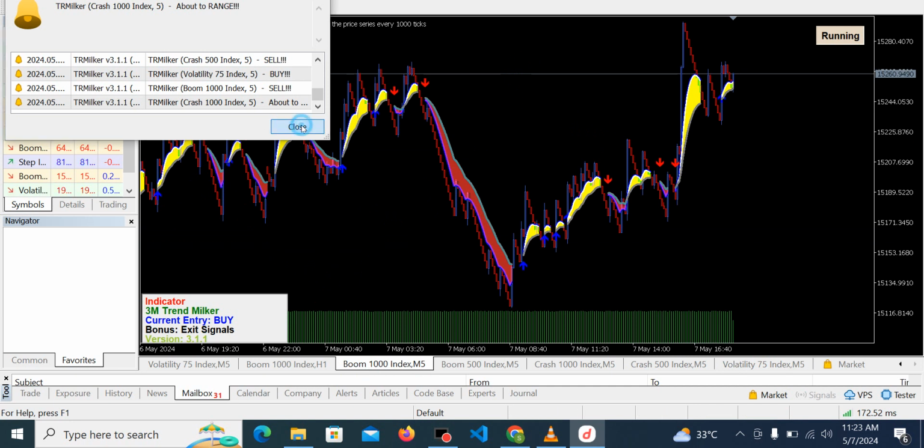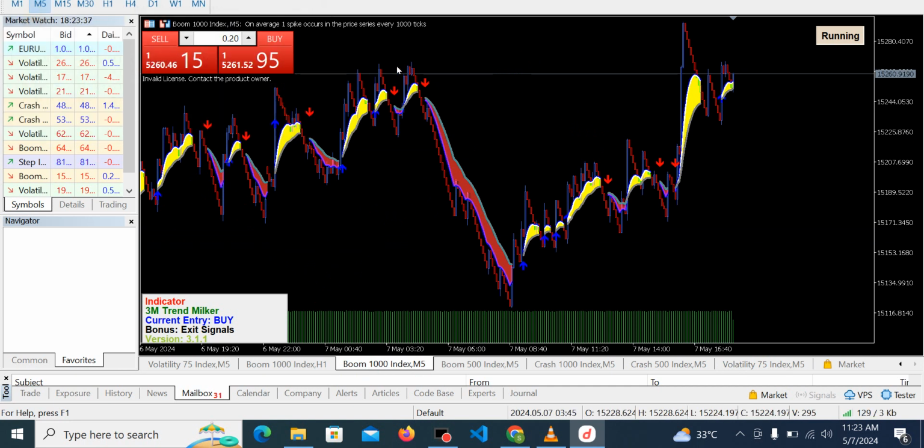Okay guys, this is Boom 1000. It started a downtrend right from this resistance zone. You can see the red flag, you can see the red arrow, and of course it kept going down till it got to this support zone. In case you don't know, this is the 3M Trend Mioka trading indicator that I have on my chart, and I'm on the 5-minute time frame.